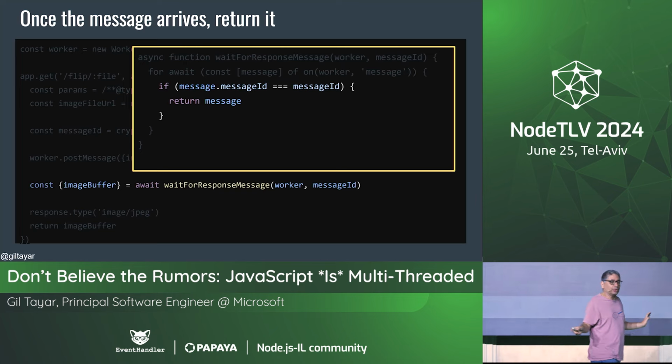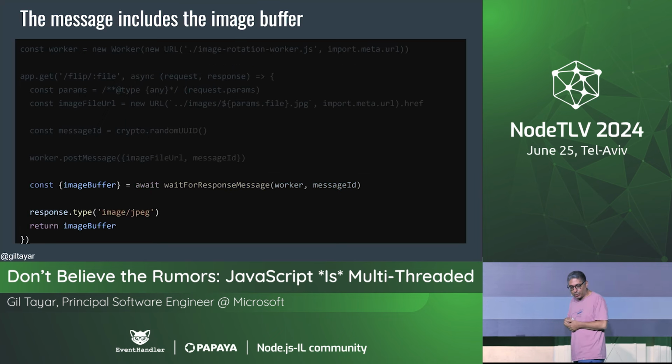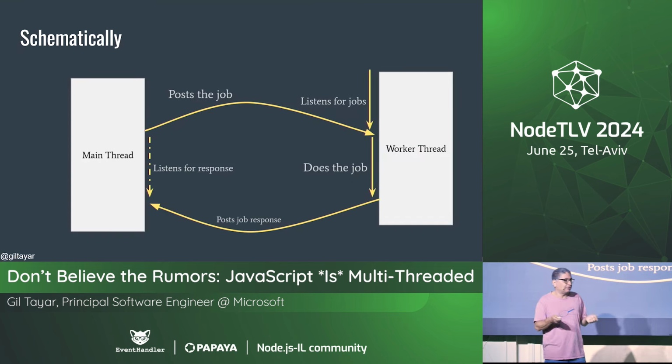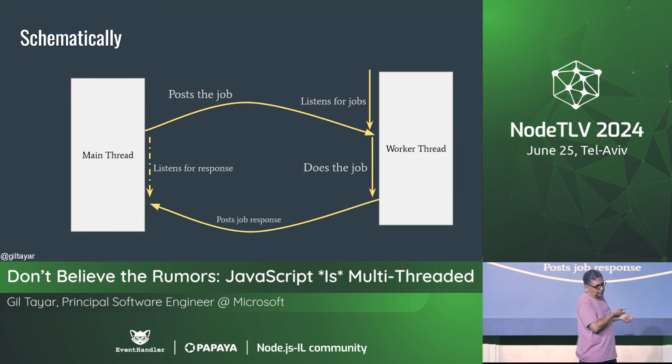This has nothing to do with workers, but please start using code like this, much nicer than addEventListener, removeEventListener. Okay, and once I get the buffer, boom, I return it, and Fastify returns the buffer.